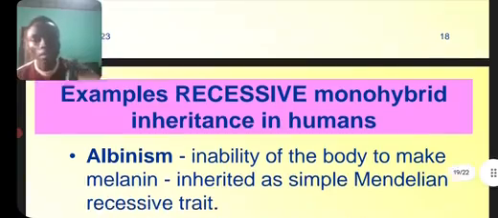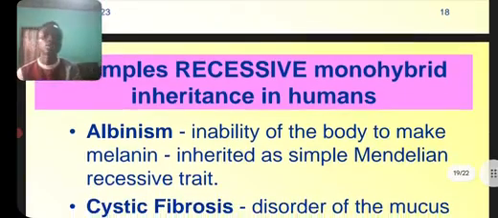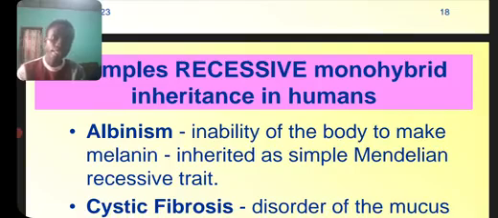We have albinism, which is the inability of the body to make melanin. If a body is unable to make melanin, the individual will turn out to be an albino. They will be very light-skinned without this melanin that makes me black. Yeah, shout out to all black people. They have a lot of melanin in their body.